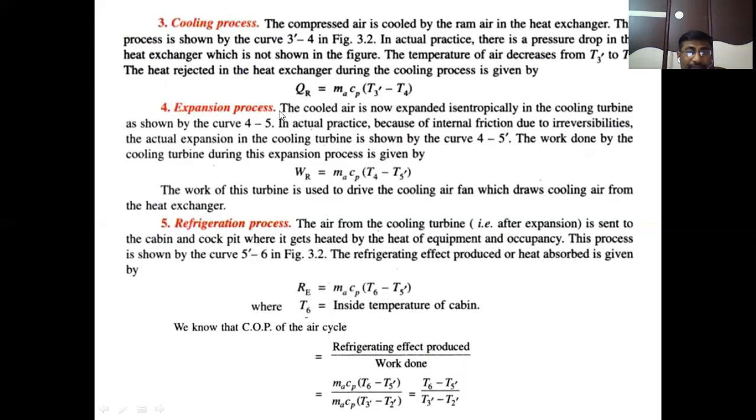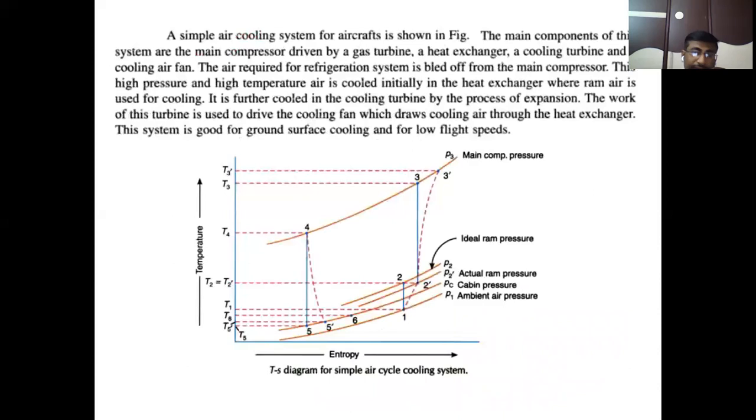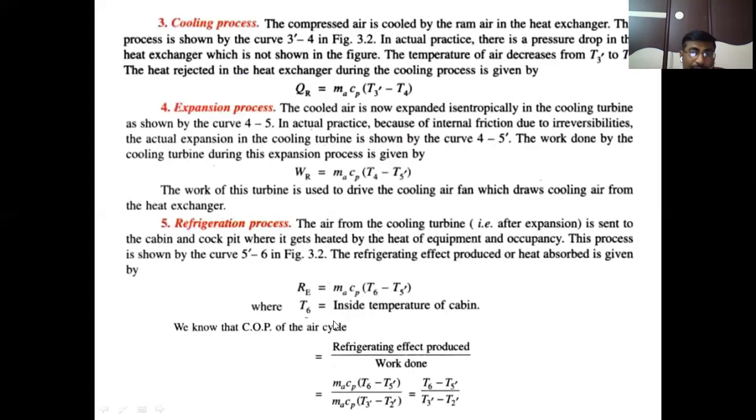And the next process is the expansion process. The cooled air is now expanded isentropically in the cooling turbine as shown by the curve 4-5. This 4-5 is the isentropic expansion in the cooling turbine, and 4-5 dash is the actual expansion in the cooling turbine. In actual practice, because of internal friction due to irreversibilities, the actual expansion is shown by 4-5 dash.